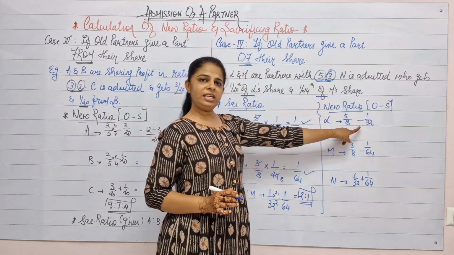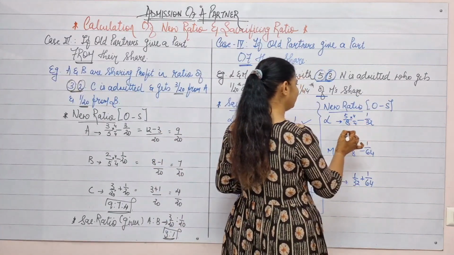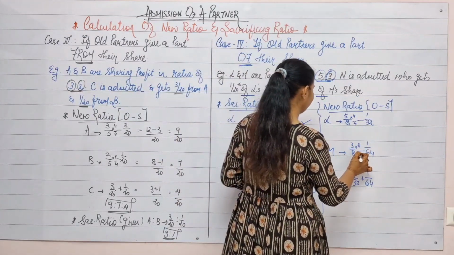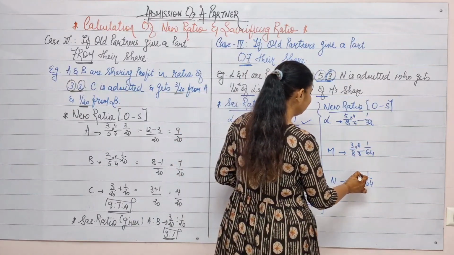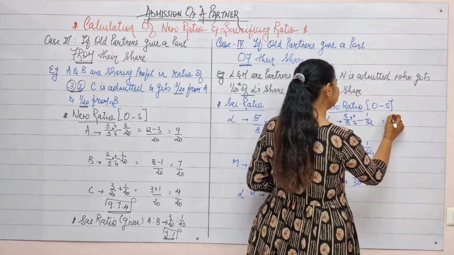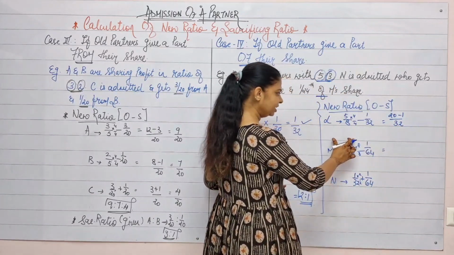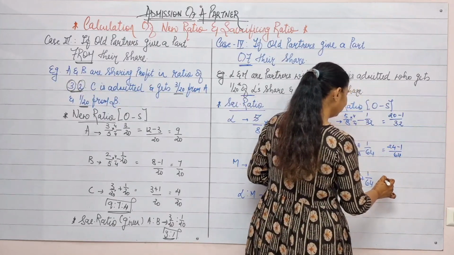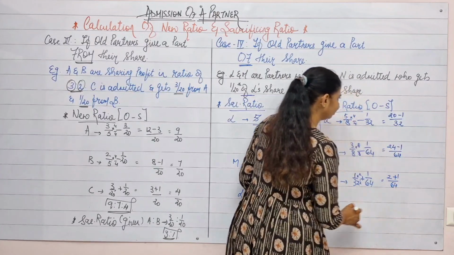Now again you need to equalize the denominators. 8 को 32 करने के लिए you have to multiply ऊपर नीचे 4 से. यहाँ पे 8 को 64 करने के लिए you have to multiply 8 से, and here 32 को 64 करने के लिए you need to multiply 2 से. So 5 into 4, it is 20, minus 1/32. 8 into 3, it will be 24, minus 1/64. 2 into 1, it will be 2, plus 1/64.